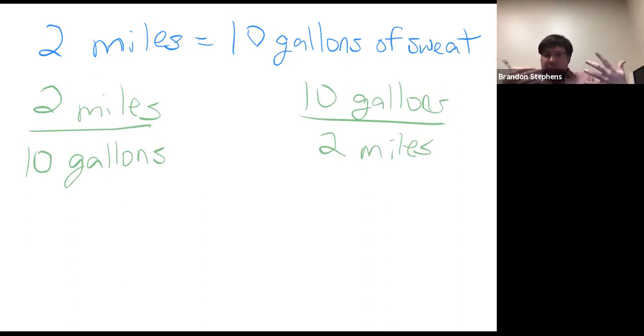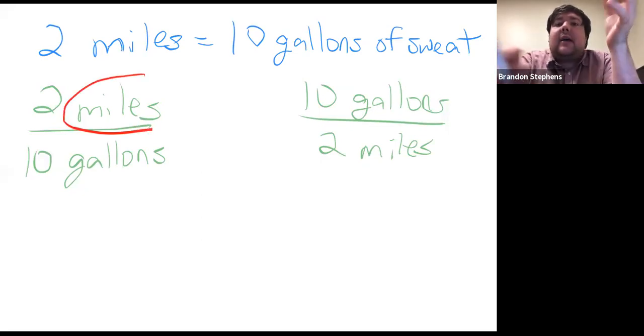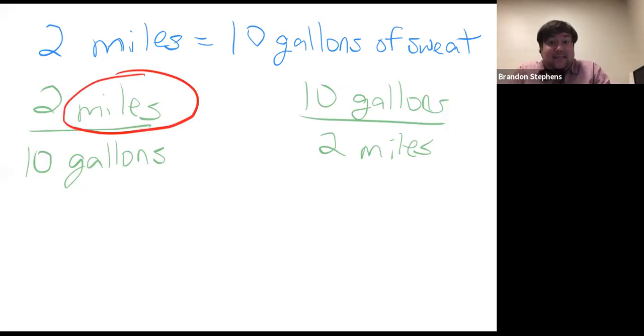So in that 30 miles per gallon example, and in this one really, whichever one's on top is typically the one that we are emphasizing in a given situation. So the 2 miles per 10 gallons is really focusing on that distance.